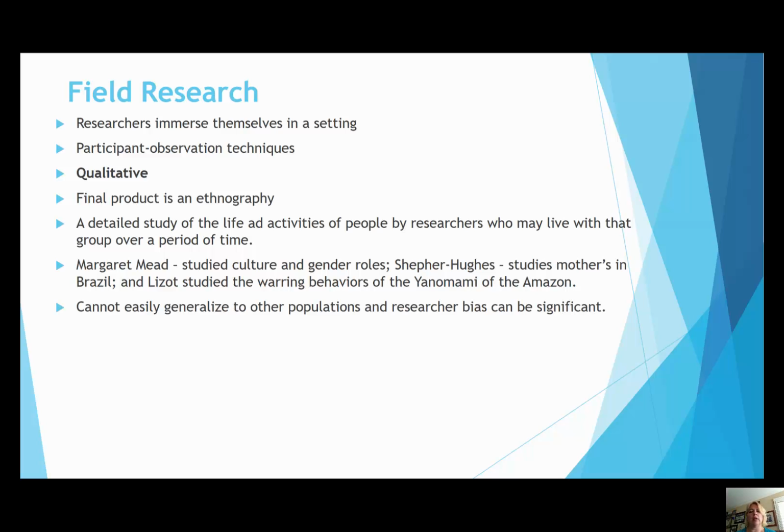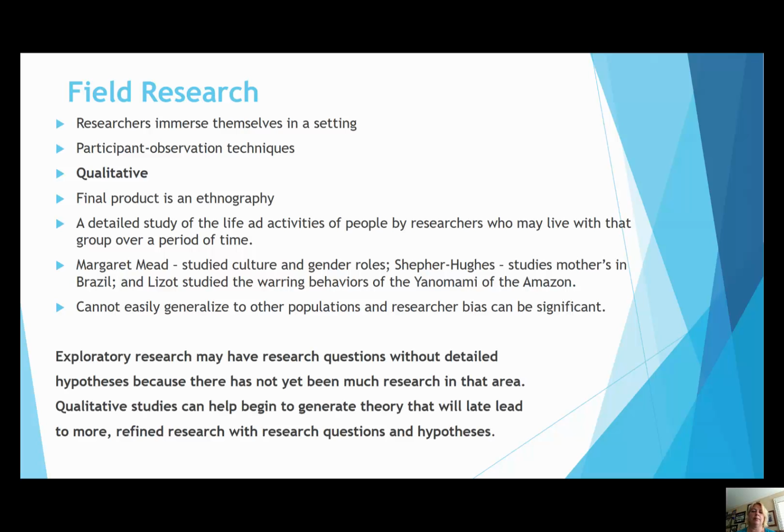You cannot easily generalize, though, to other populations with field research, and researcher bias can be very significant. So as you study the Yanomamo or the Yanomami, it's very difficult to say that the exact type of thing would happen in a different culture in Africa or another part of South America or Australia, because there are cultural factors that are specific to this one group. Also, when researchers get immersed, sometimes they themselves are very much impacted by the culture. So one has to look at researcher bias and consider that they have sort of become an insider and may not be able to maintain their objectivity.